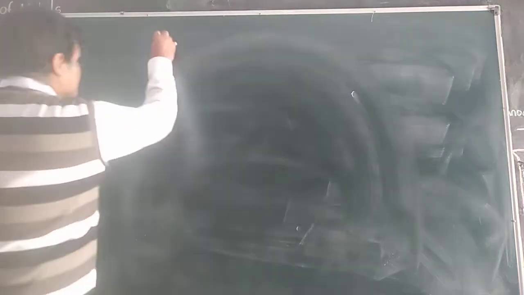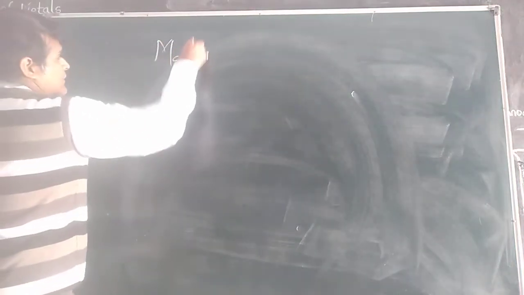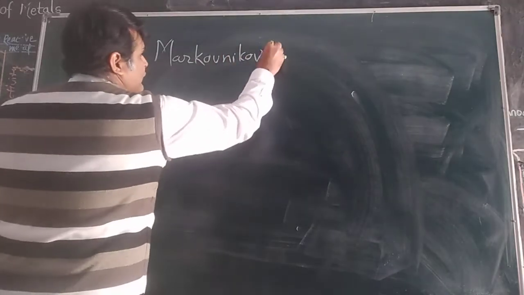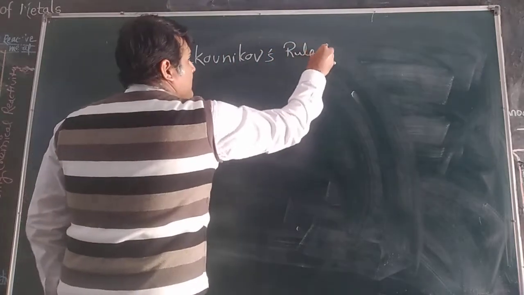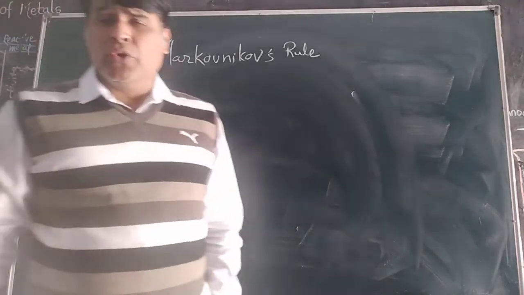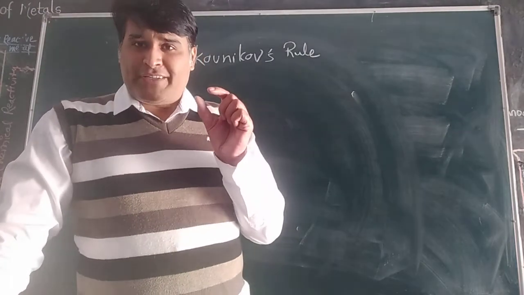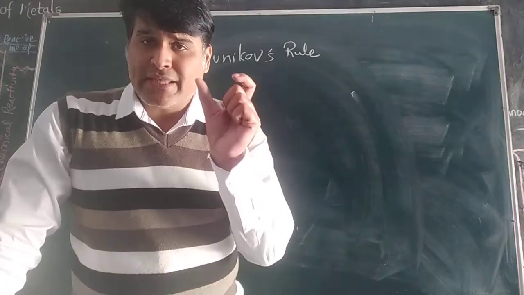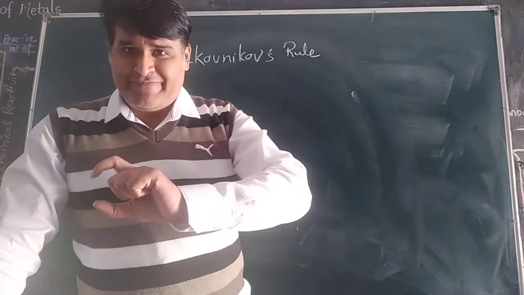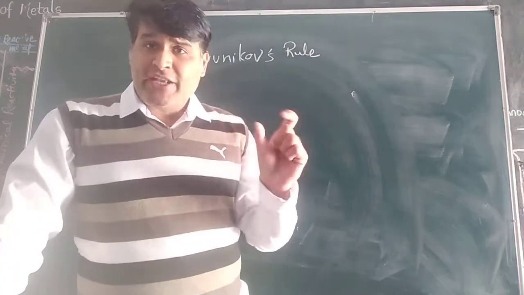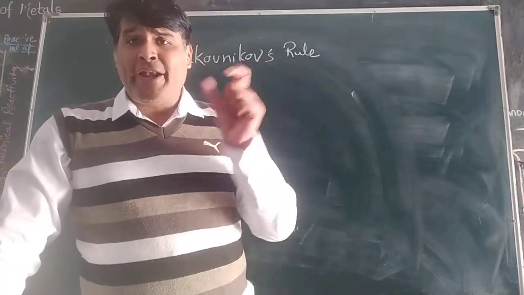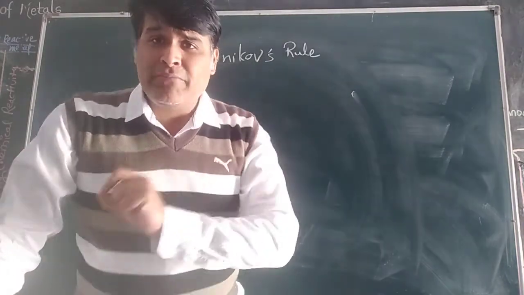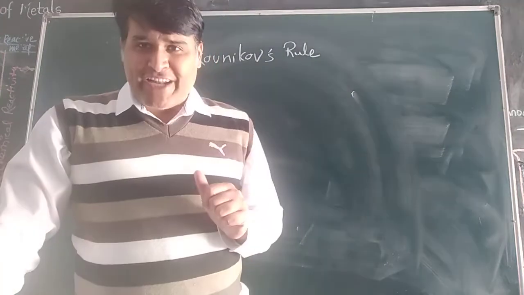Okay, so the Markovnikov rule. According to the rule, the negative part of the addendum, meaning the compound which is going to be added, will add on that double bonded carbon atom which has less number or no number of hydrogen atoms.